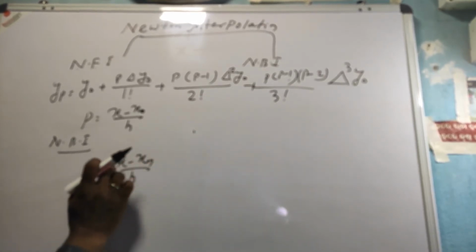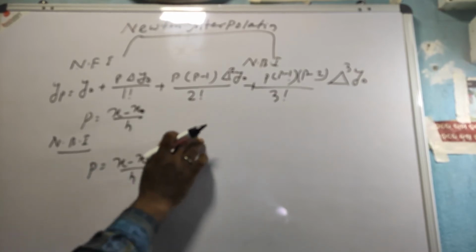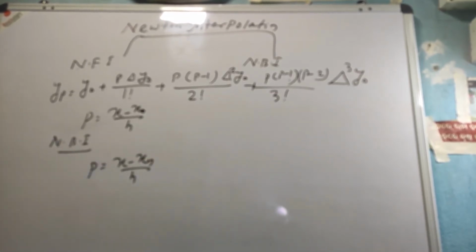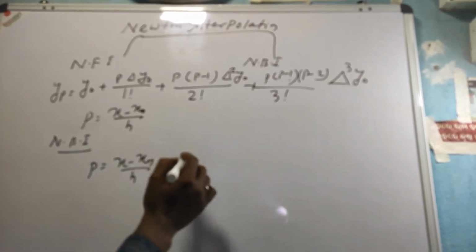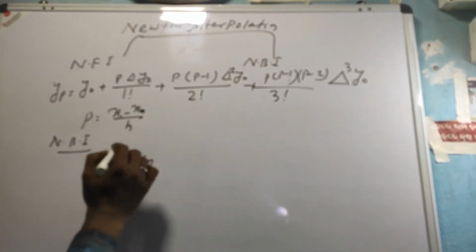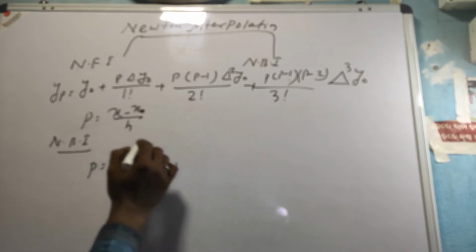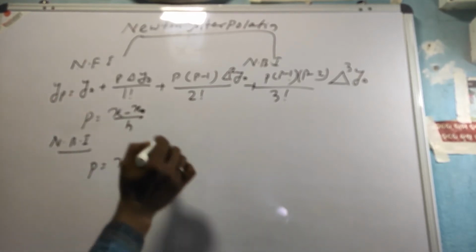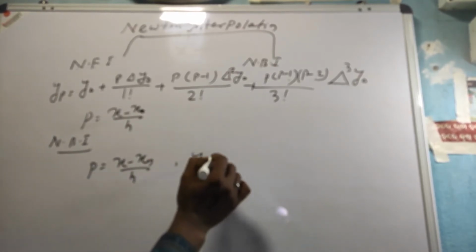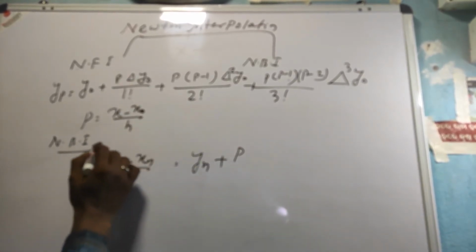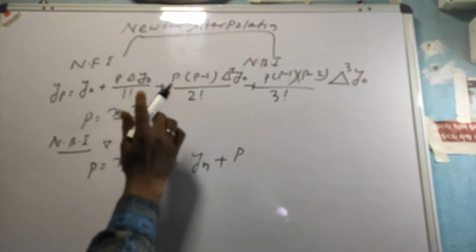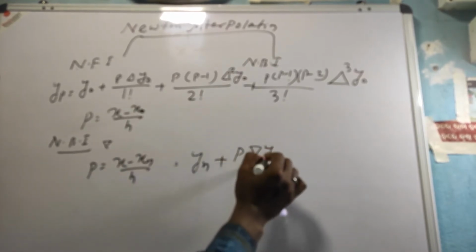X value means we can ask this point in a question. So put the value and find the p value. Okay, and how can we write the Newton backward formula? In the Newton backward formula, only the last value yn changes, that is p, and this backward symbol changes.